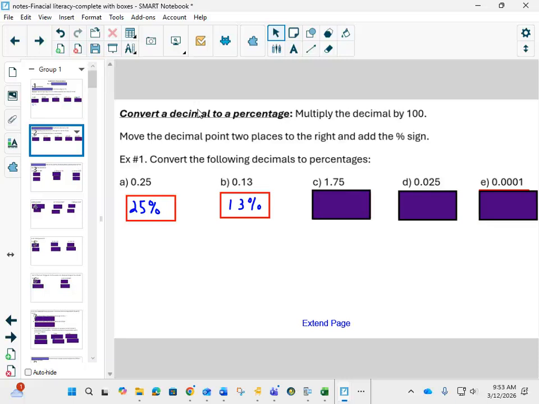Just 1 second. And 1.75 would be 175%. That would be really good on the test. That would have to have a lot of bonus marks to get 175% on the test.